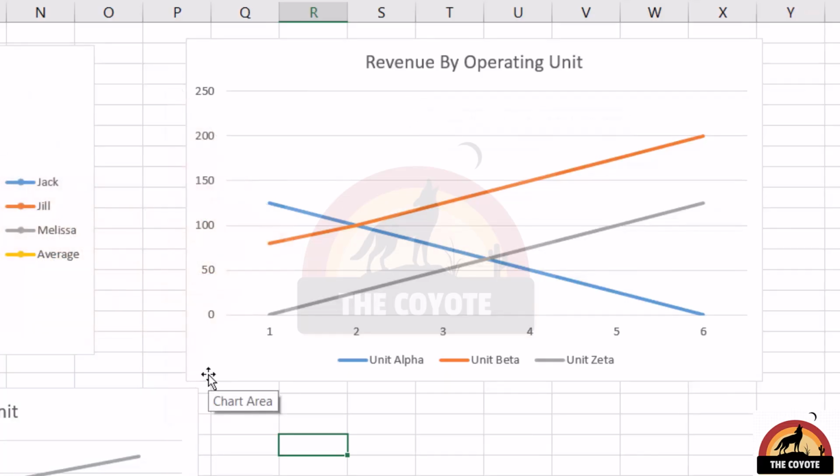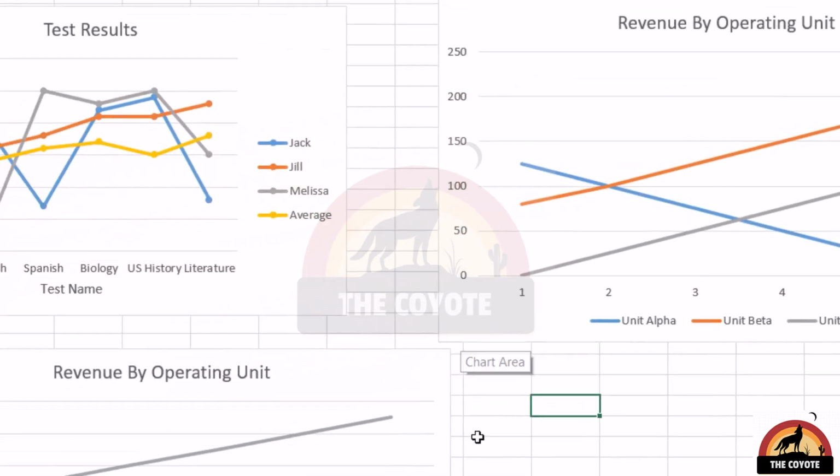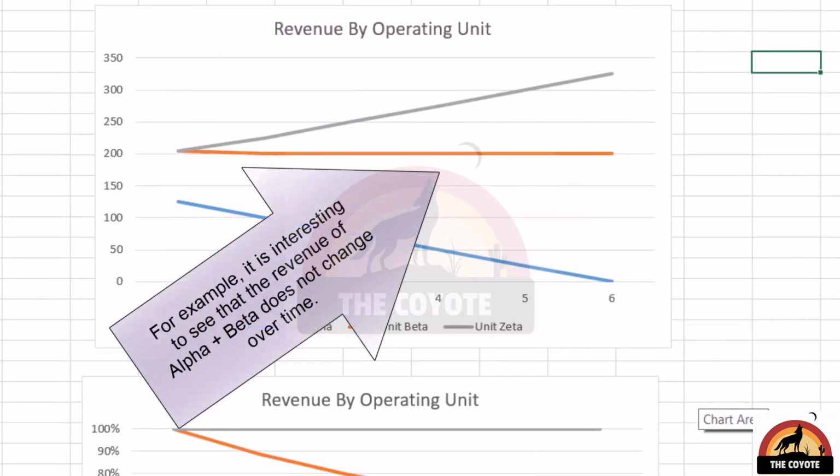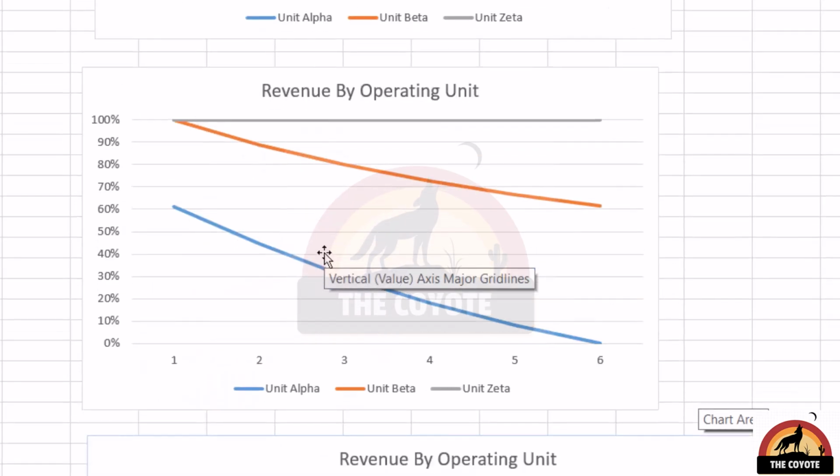The standard line chart shows how each unit performs on its own. The stacked chart gives us an idea as to how the total is changing, as well as the directional shift of the underlying units relative to the total. And finally, the stacked 100% chart shows us how the changing percentage distribution occurs.